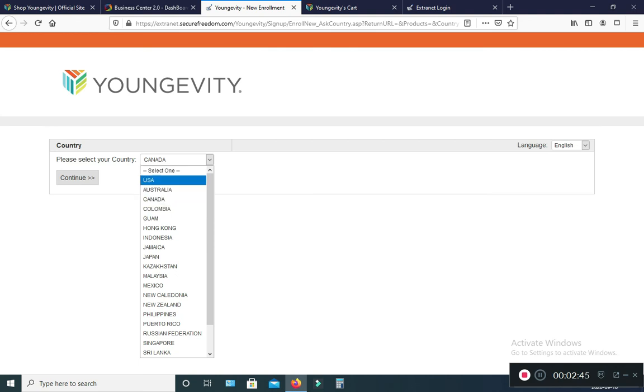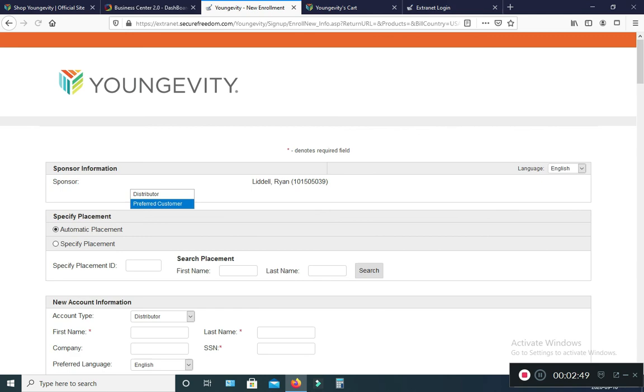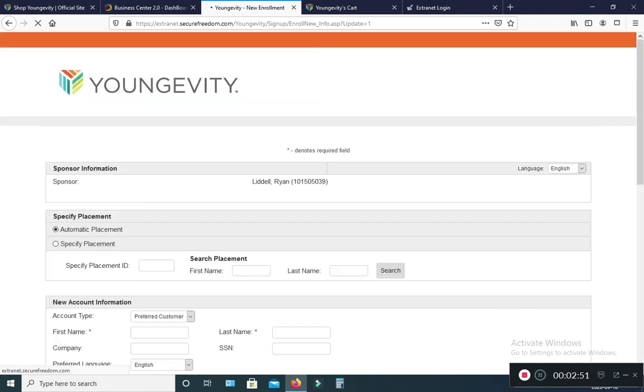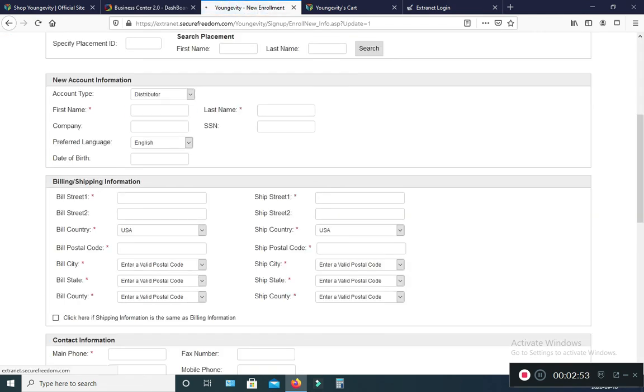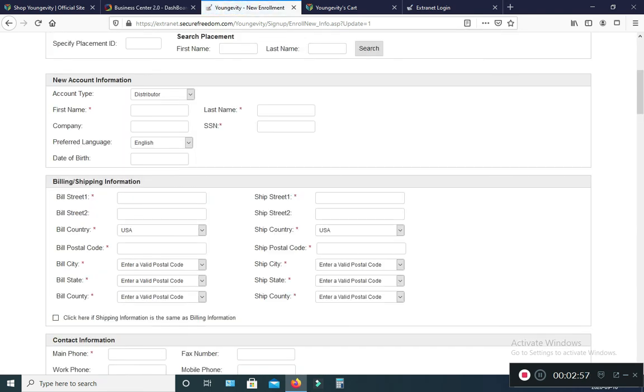Just pick your country. Usually it'll be the USA. Make sure they're a preferred customer here instead of a distributor. If they do want to be a distributor, go ahead and put distributor. The one key difference is they will need the SSN number or the SIN number in Canada, or whatever your tax ID number is in whatever country it is. And that's because you get a legitimate tax form. It's a legitimate business, you know.